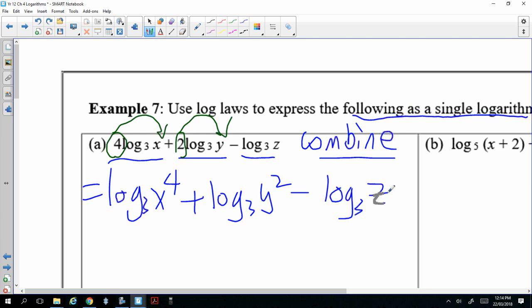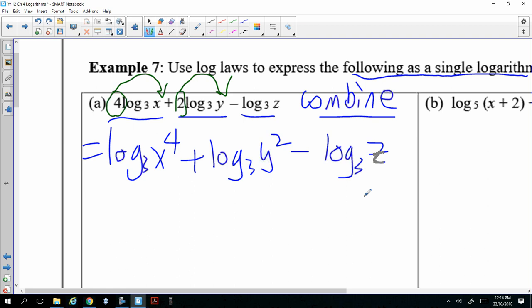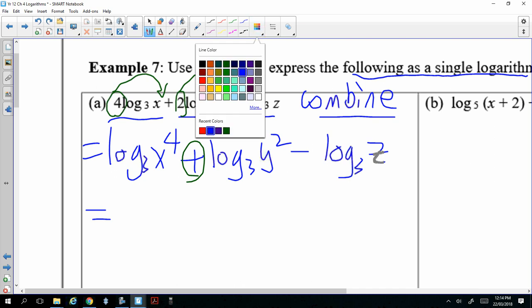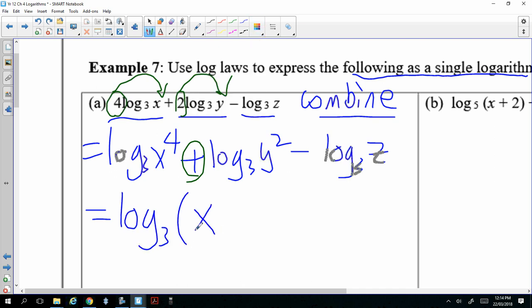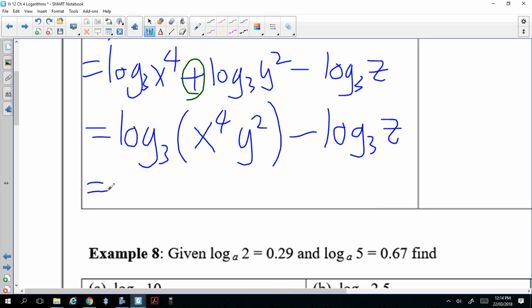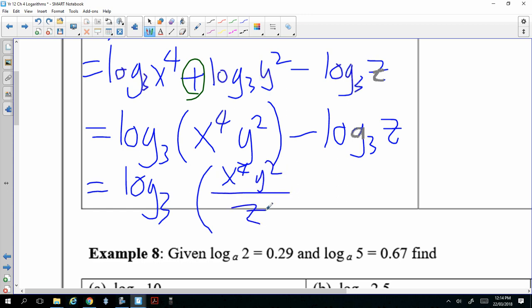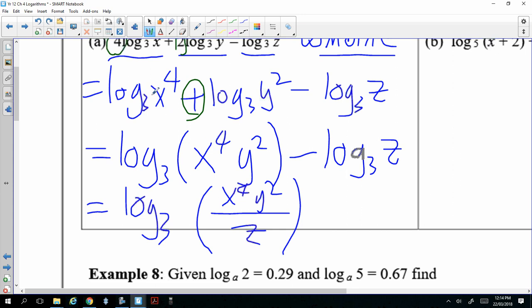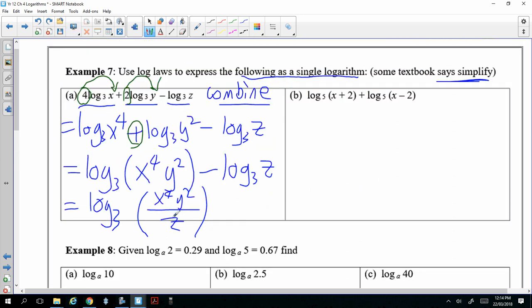And then we're going to combine them. So the plus, what does the plus do? We can times, right? So it becomes log base 3 of x to the power 4 multiplied by y squared. Using log law 1. And then when you minus, we have to divide, or write it as a fraction, x to the power 4 y squared over z. It's your final answer. So I've combined all three terms into one term. I apply all three laws in this question. First, get rid of the numbers, bring it to the top as a power, and when you plus it becomes times, minus is divide. Okay, try the next one.